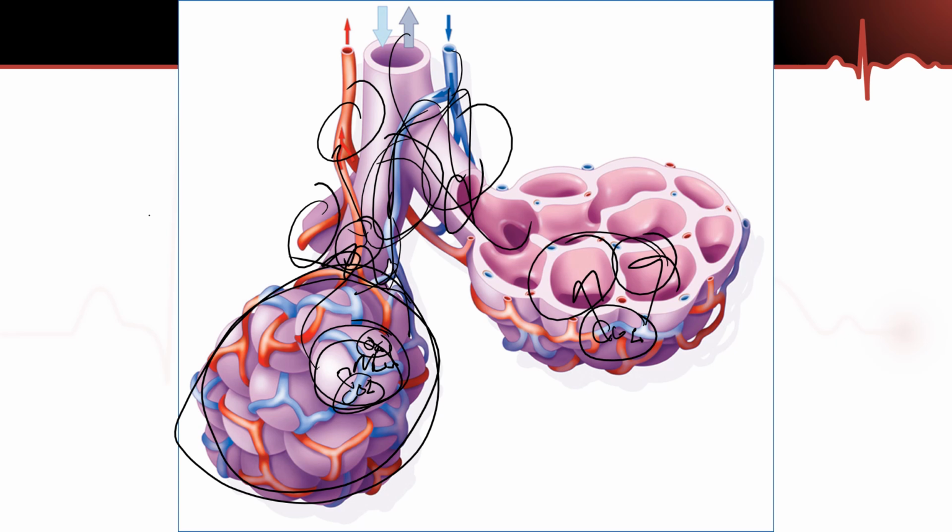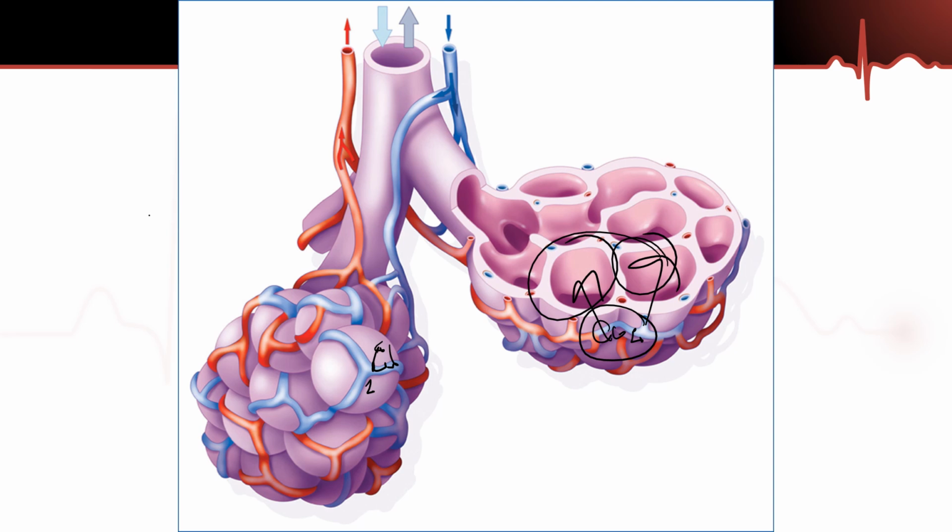And now once the blood has gone through the pulmonary capillaries, the blood will now enter into the pulmonary veins as oxygenated blood, and the pulmonary veins will take the blood back to the left side of the heart.